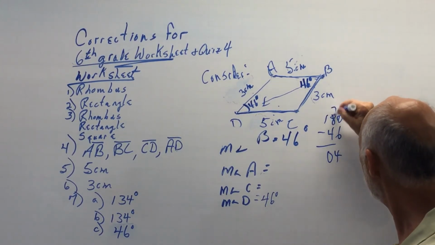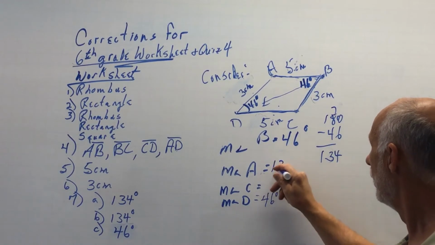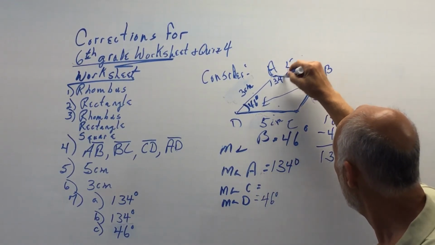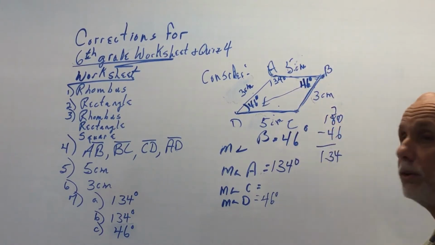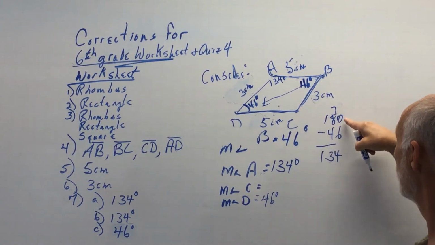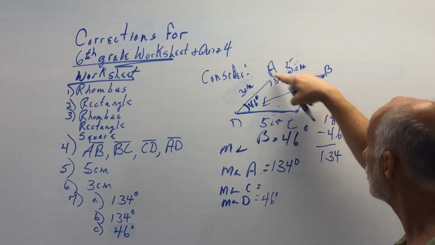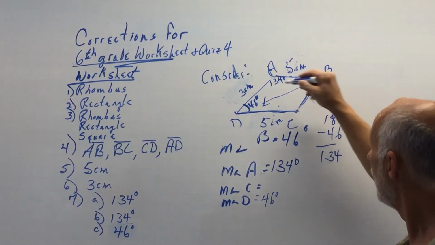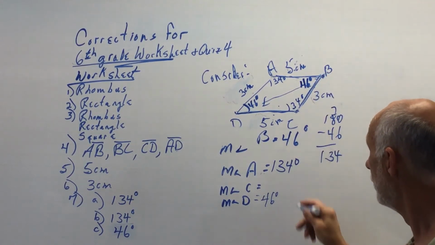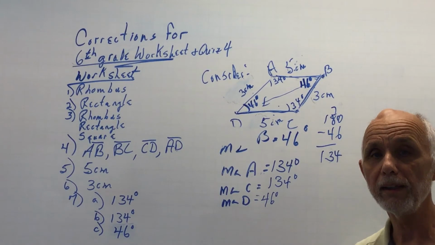Whoops. The one you're looking for is 134 degrees. And by the way, if you know that A is 134, you can find angle C one of two different ways. You could say that these are consecutive, and you could subtract 180 minus 46 again to find this one. Or you could say that these are opposite, and opposite angles of a parallelogram are congruent. But that makes angle C 134 degrees either one way or the other.